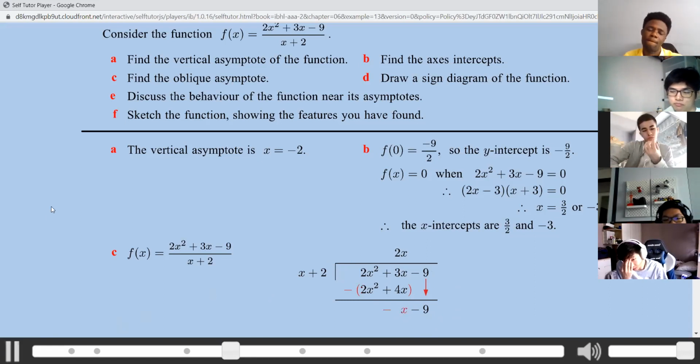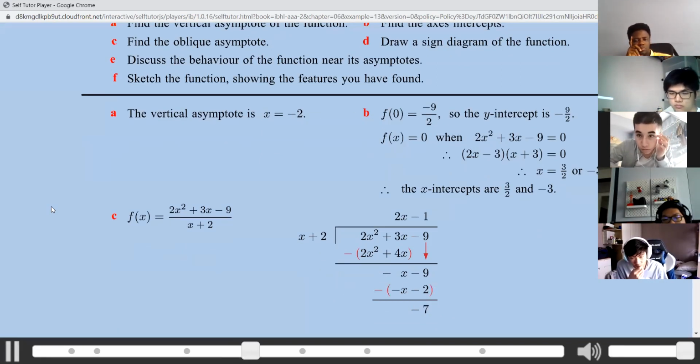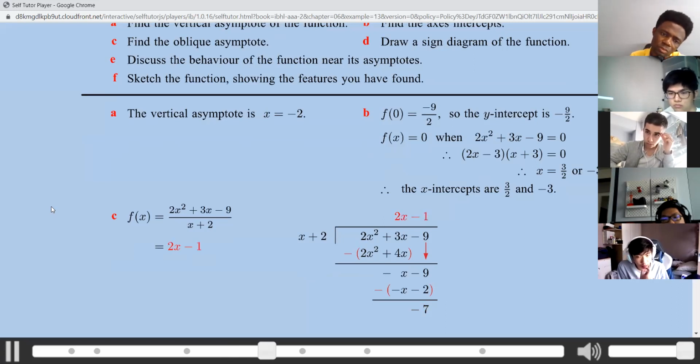To get minus x, we need to multiply x by minus 1. The product of minus 1 and x plus 2 is written underneath, and we perform the subtraction. We are left with the constant remainder, minus 7. So we can write the function f as the linear quotient plus the constant remainder over the divisor.